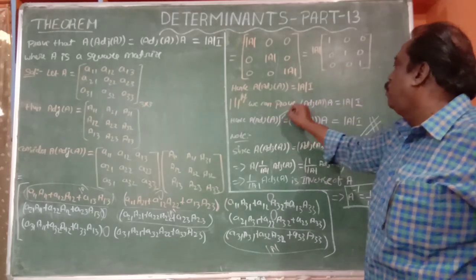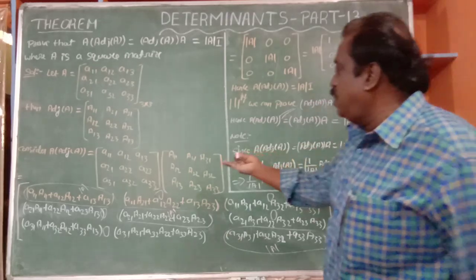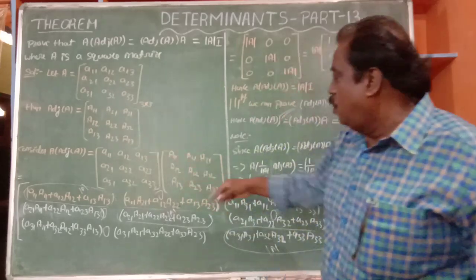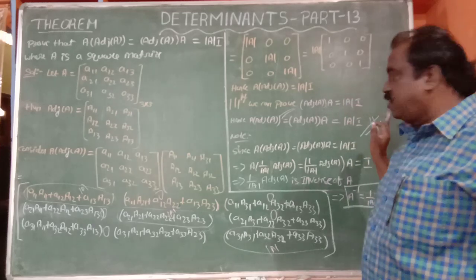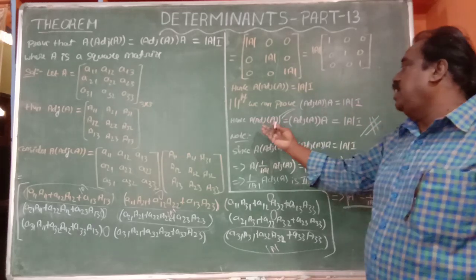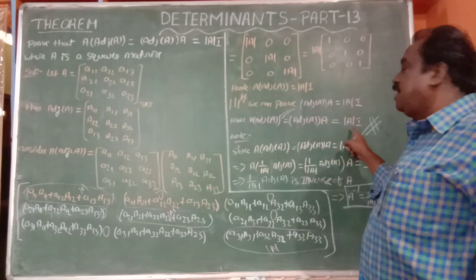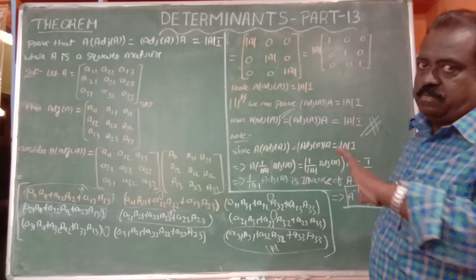Similarly, we can prove adjoint A into A. If you take it like that, we will multiply in the same method, we will get det A into I as it is. Hence, we get A into adjoint A is equal to adjoint A into A is equal to det A into I. That is what we require to prove. That is the theorem ends.